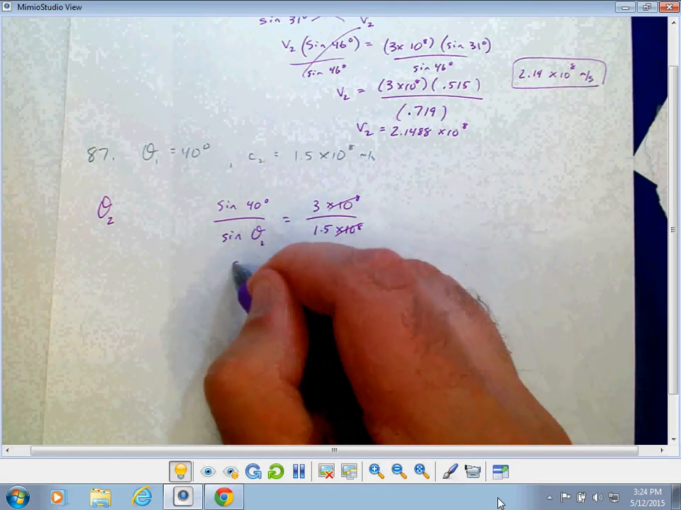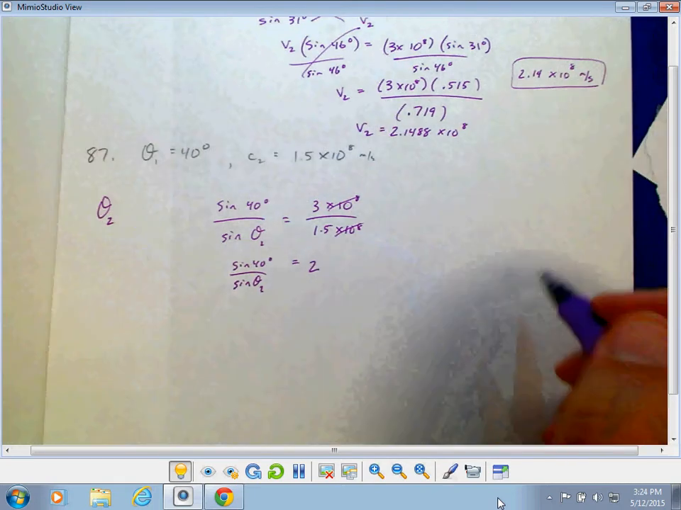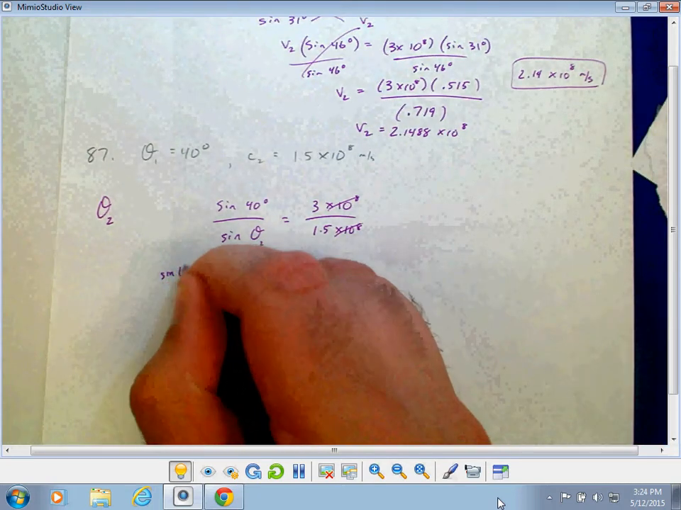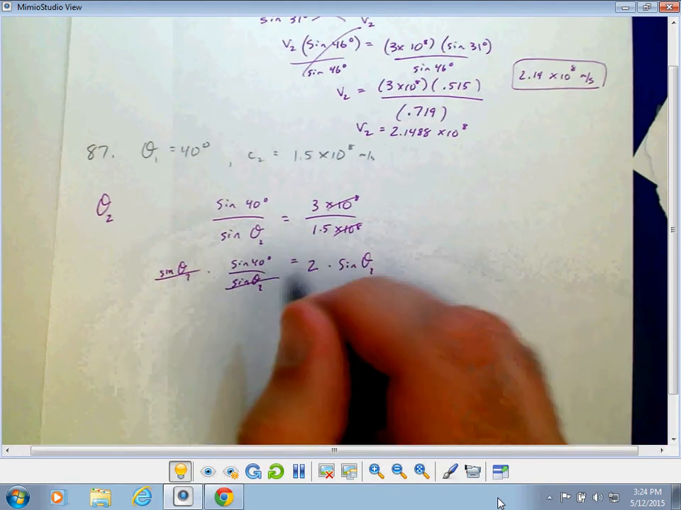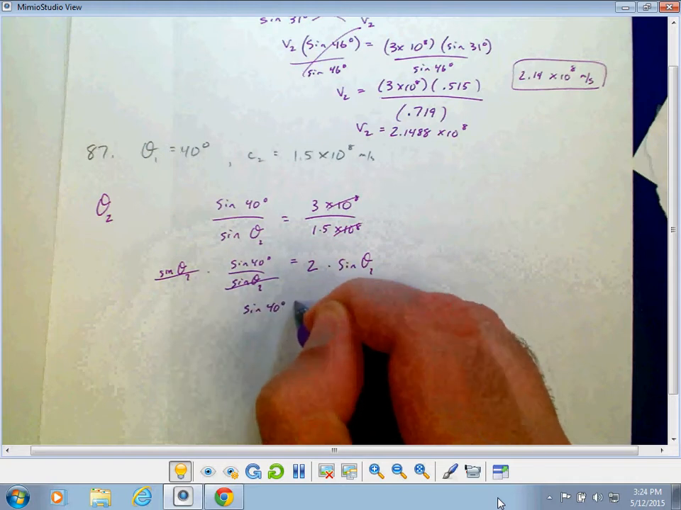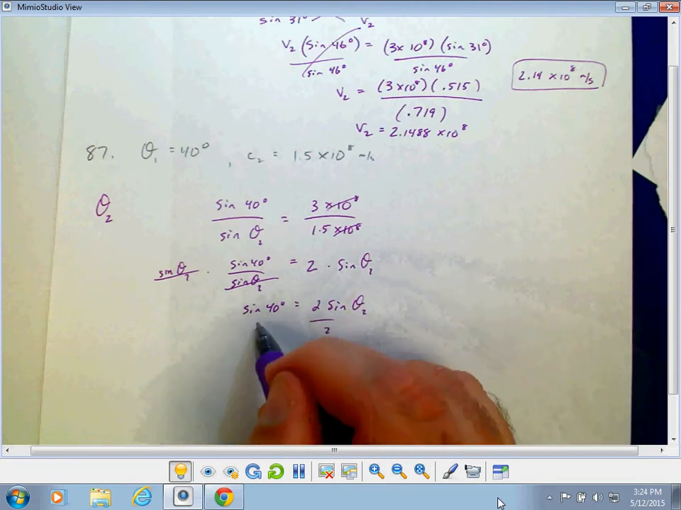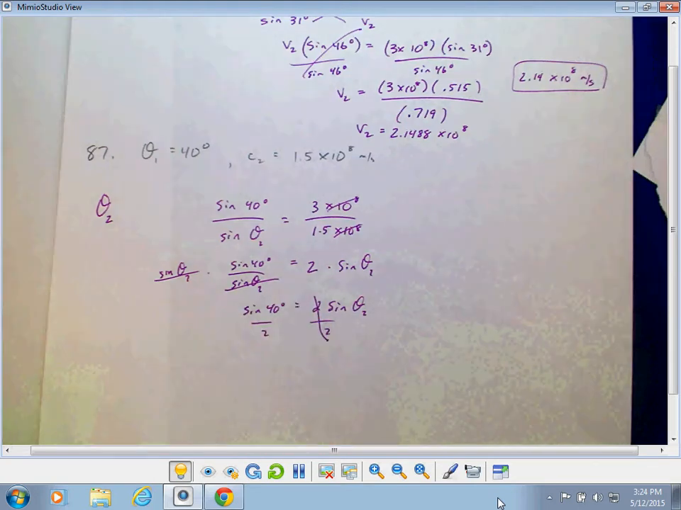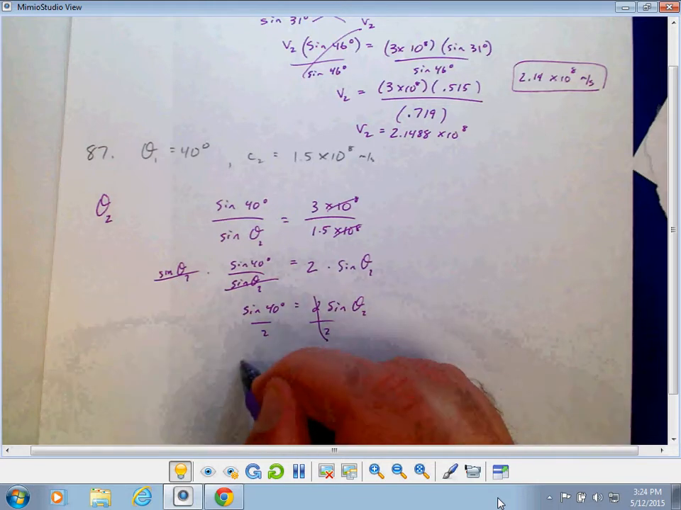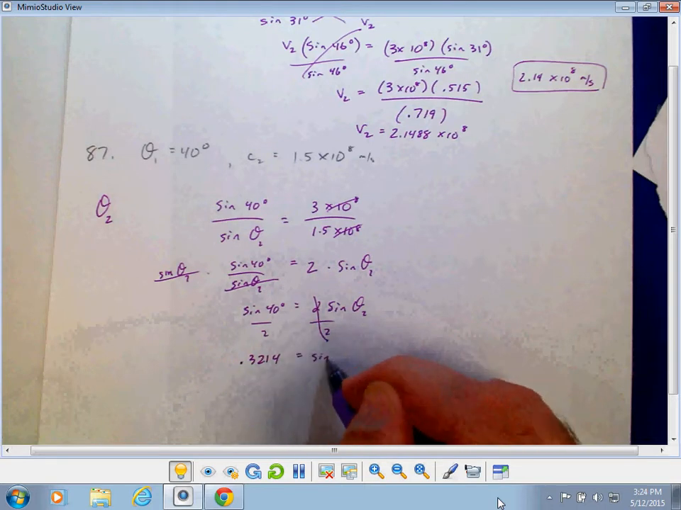So I have sine of 40 degrees over sine of theta 2 equals 2. I multiply both sides by the sine of theta 2 so that those can cancel out, and I get sine of 40 degrees equals 2 sine of theta 2. So I divide it all by 2 to cancel that number out, and I type the sine of 40 divided by 2. I'm going to get 0.3214 equals sine theta 2.